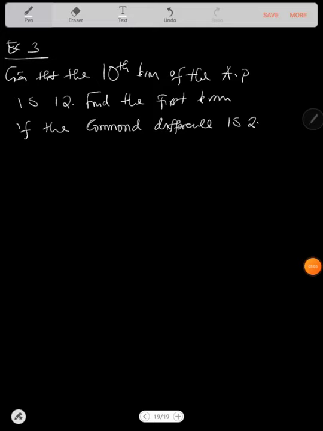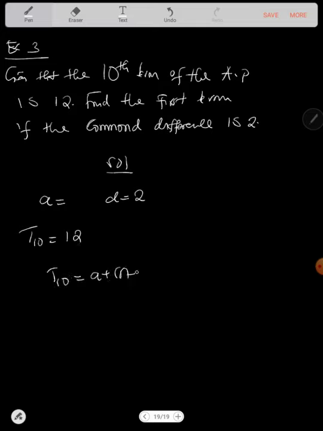Let's look at the last example, which says: given that the 10th term of the AP is 12, find the first term if the common difference is 2. So you need to find the value of A, given that D is equal to 2 and the 10th term is equal to 12. Now we know that T10 is equal to A plus (N minus 1) times D. The 10th term in this case is 12. Remember, N in this case is equal to 10, and A is what we are looking for.